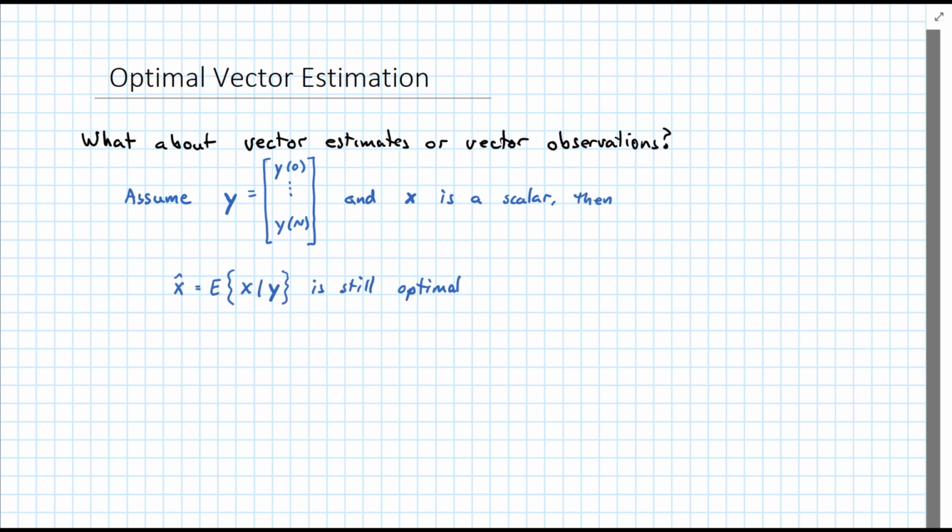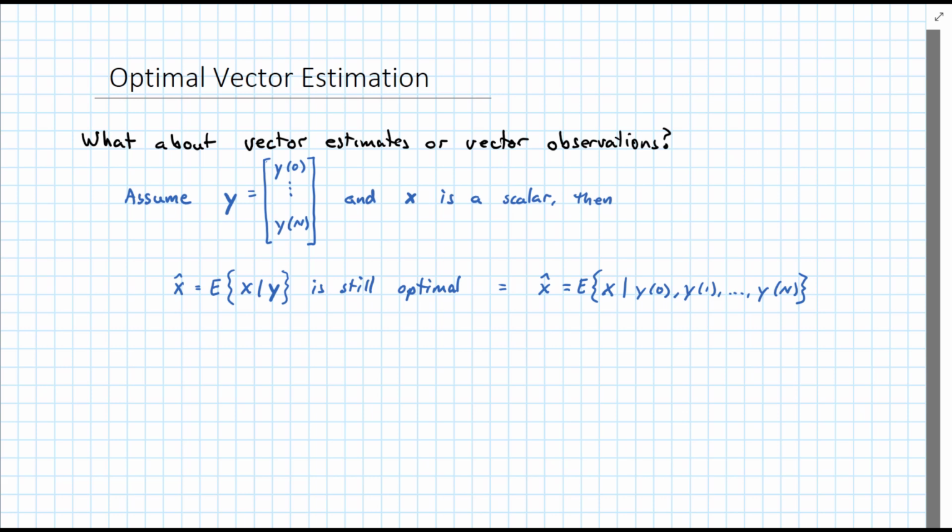So if that's the case, then x hat is equal to the expectation of x given y is still optimal. Nothing that we did in our derivation determined that we had to have a scalar observation, and so this follows straight out. We could go back through and make sure all the notation was correct, but we're not going to do that right now. In this case, x hat is just going to be the expectation of x given each of the individual observations, y0, y1, up to yn, for yn observations.